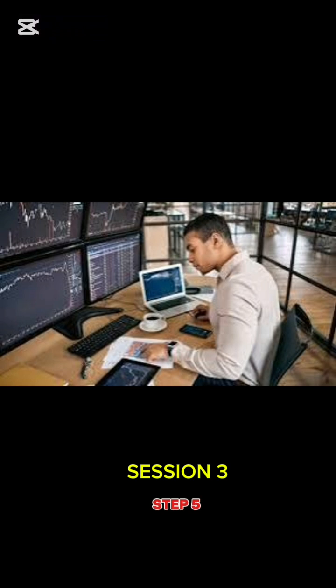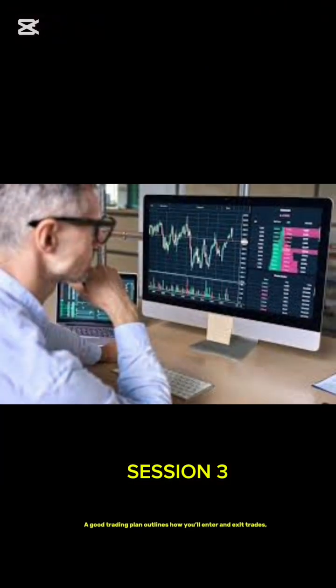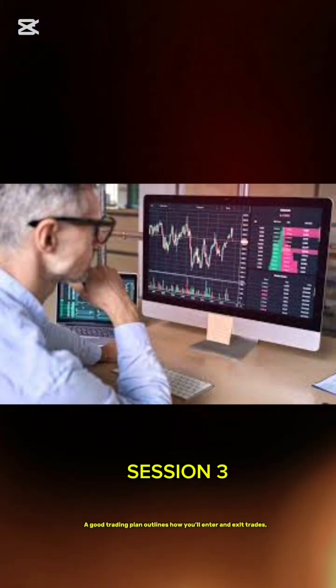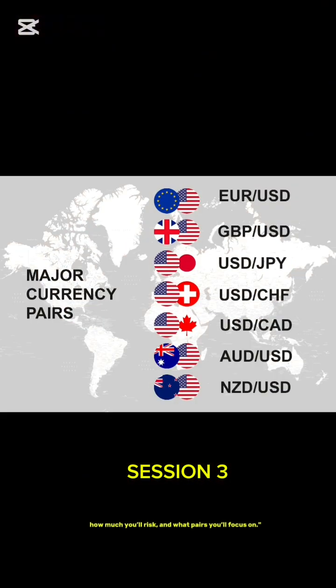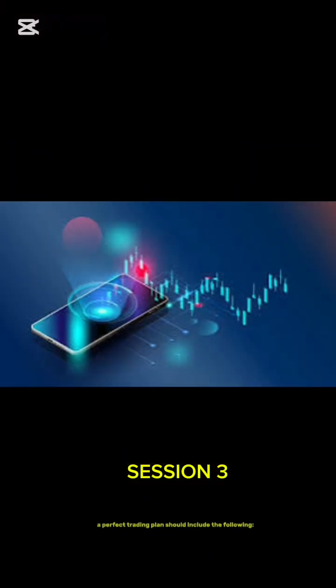Step 5. Create a trading plan. A good trading plan outlines how you'll enter and exit trades, how much you'll risk and what pairs you'll focus on. A perfect trading plan should include the following.